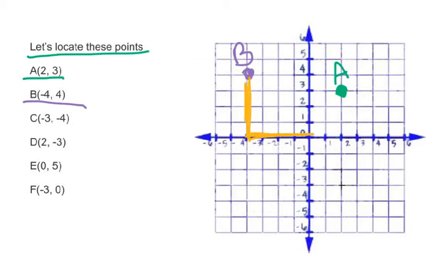So you want to go along the x-axis and get to where your point is, and then either go up or down on the y-axis to get to your other point. So point B is located right there.